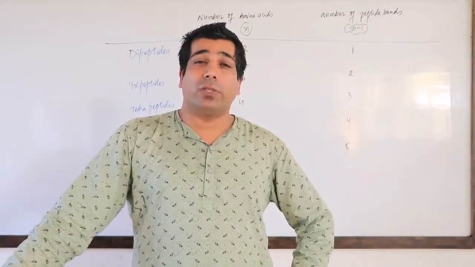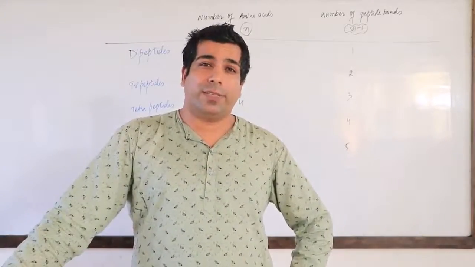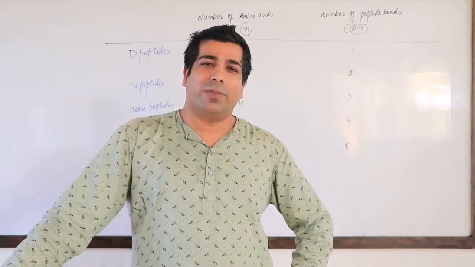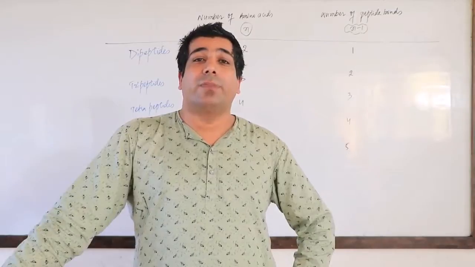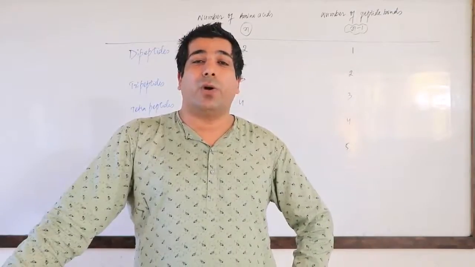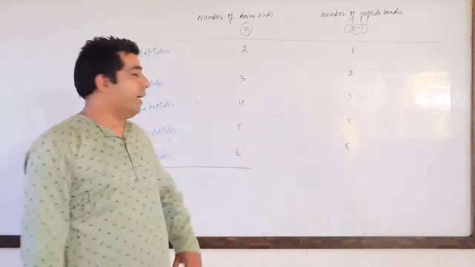If you have 1000 amino acids, then how many peptide bonds will be there? 1000 minus 1, how much is that? 999 peptide bonds will be there. I hope everybody among you has understood.